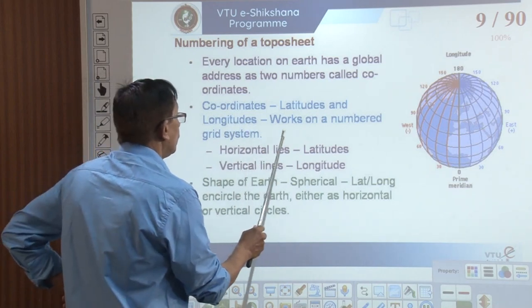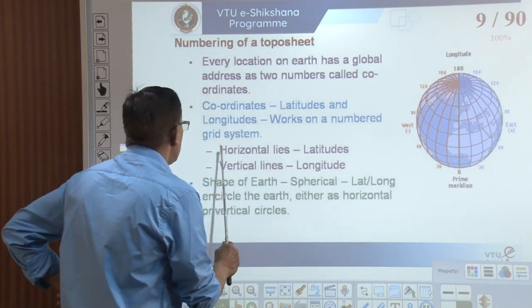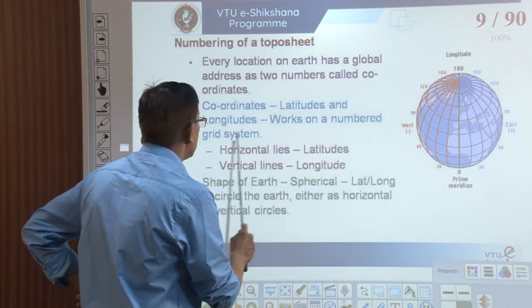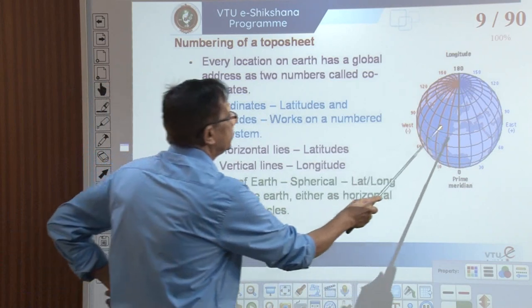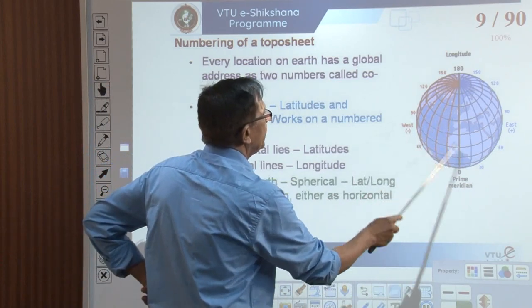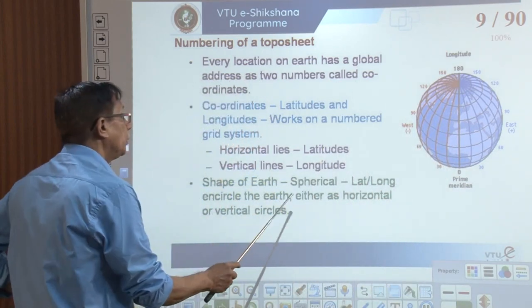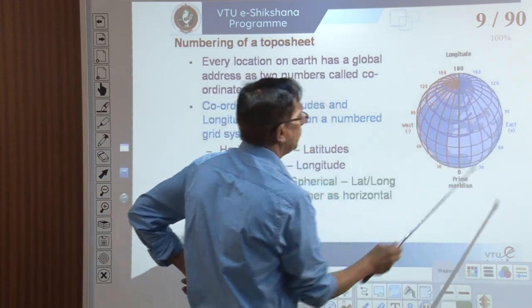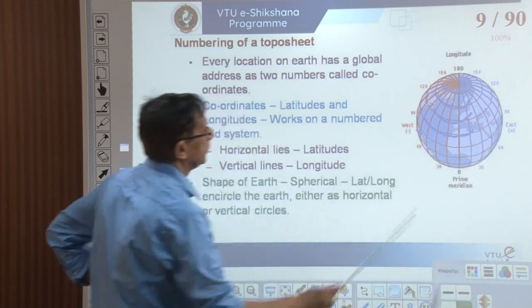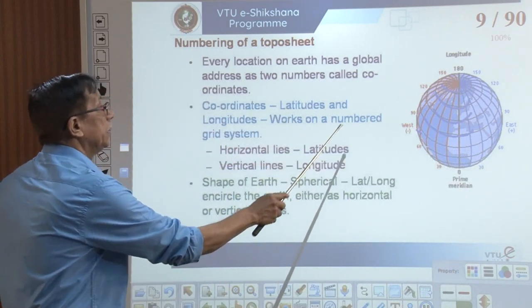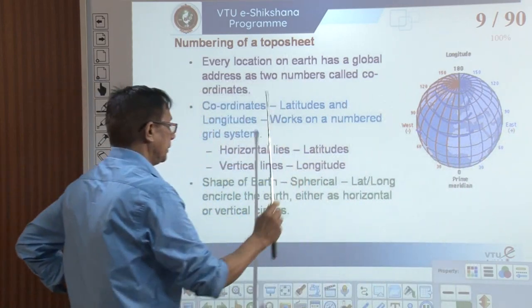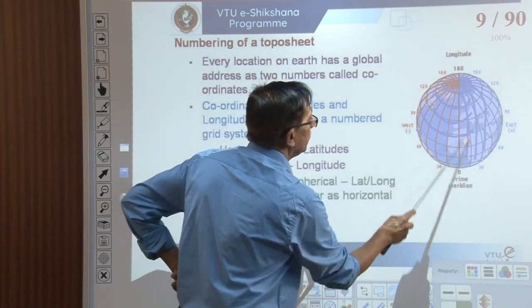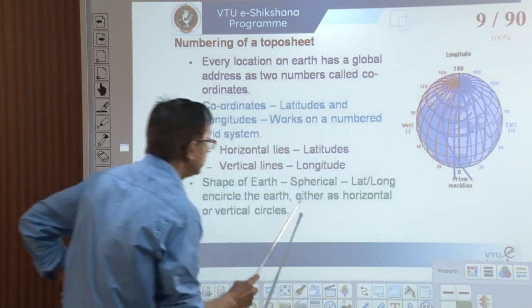So, these work on a numbered grid system. The principle involved is that we have divided the map into a number of grids. What is a horizontal line? These are the latitudes. They run from east to west. The vertical lines are called longitudes.